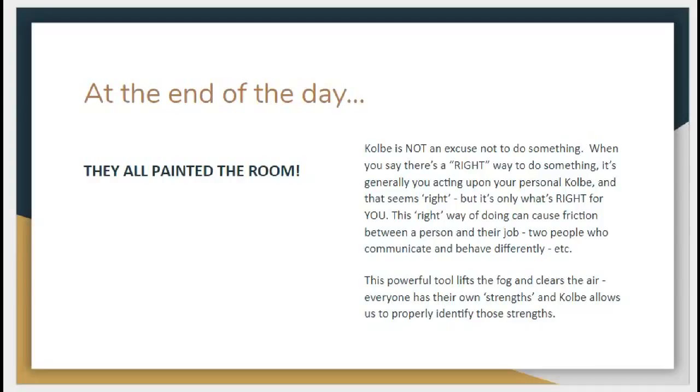And sometimes you'll have people correct them and say, "Oh, you're not doing that right." They're not necessarily doing it wrong. So that's another really interesting point that the Kolbe makes, is that they may do it differently, but different does not mean wrong. And obviously communication styles. A fact finder gives a lot more detail than perhaps a quick start might need. If you have a fact finder who's a 3 talking to a fact finder who's a 7, the person who has that 3 does not need as much detail as the person who is a 7 is going to give them. So it's really interesting how it also determines how people communicate. This powerful tool lifts the fog and clears the air. Everyone has their own strengths, and Kolbe allows us to properly identify those strengths.